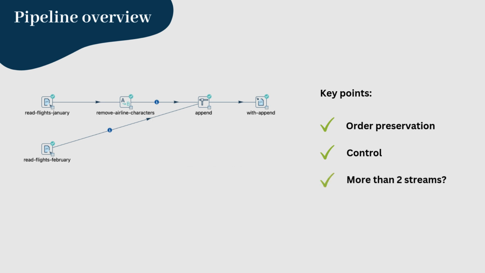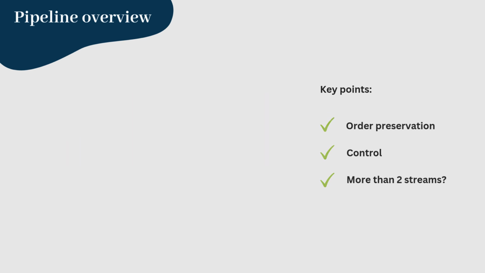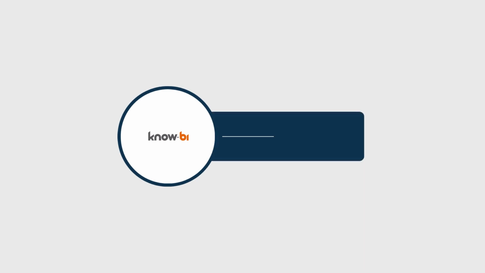What if you have more than 2 streams to combine? Since the Append Streams transform only allows 2 input streams, you'll need to use multiple Append Streams transforms to handle more than 2 entries.